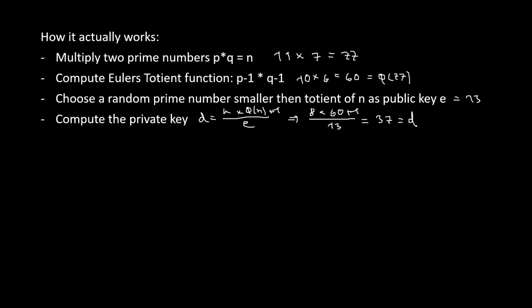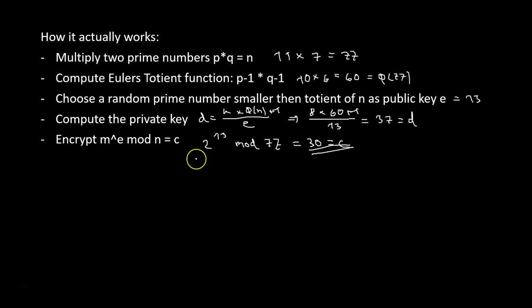Now let's encrypt the message with this scheme. To encrypt an initial message, let's say we want to just send the number 2, we're going to take 2, raise it to the power of the public key 13, and take the modulus of here our number n. This will give us 30. So this is the ciphertext. 30 is encrypted for 2.